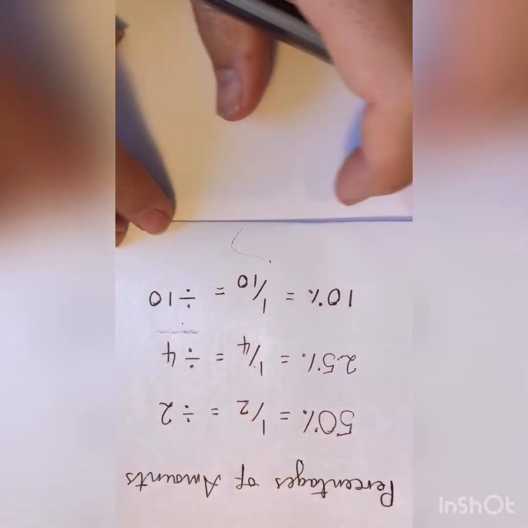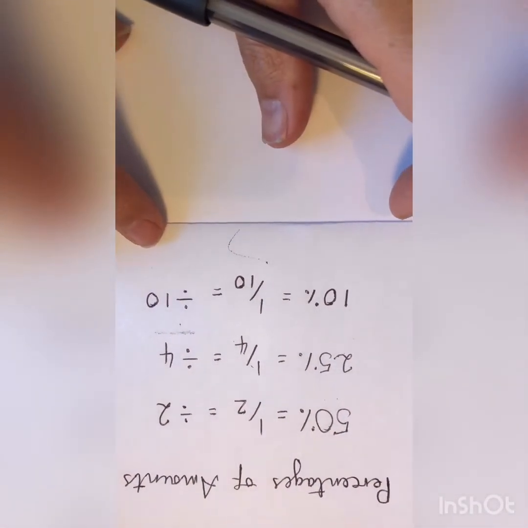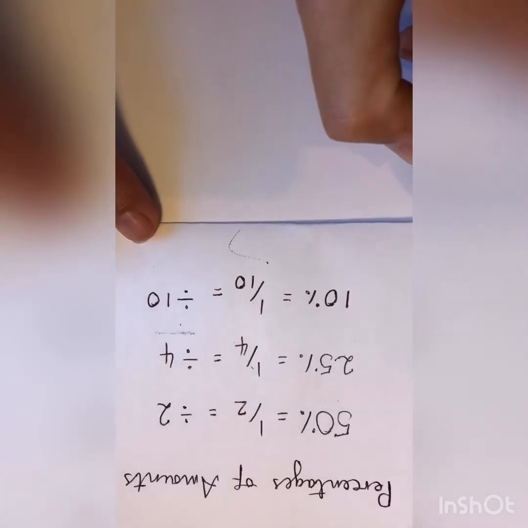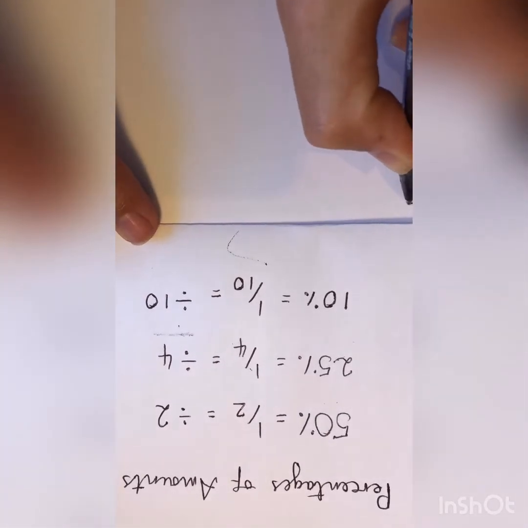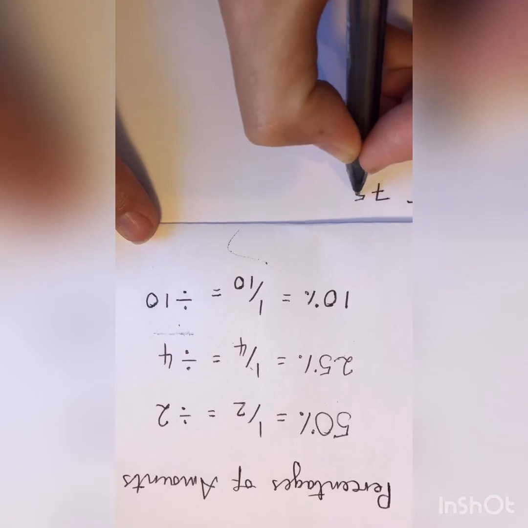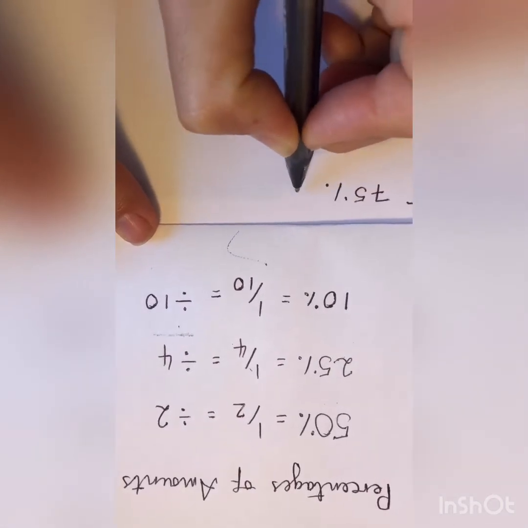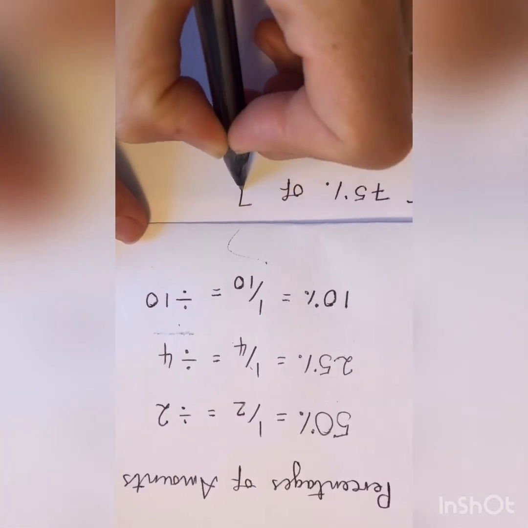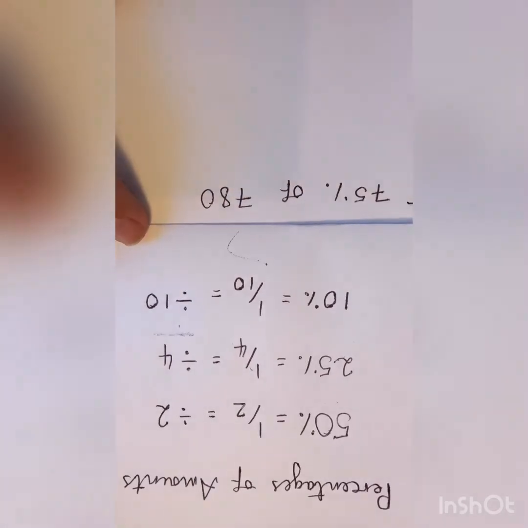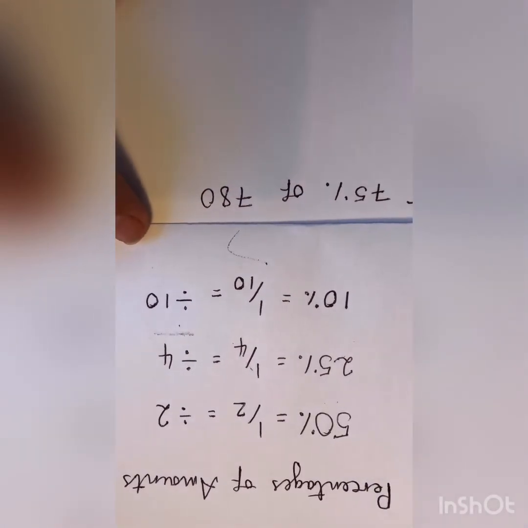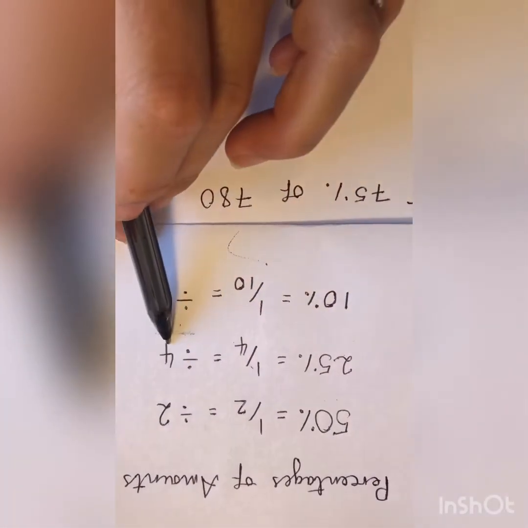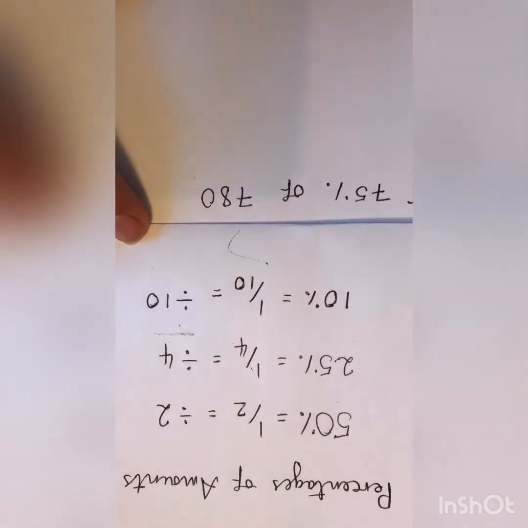Remember to press pause after I've written the question. Okay, let's do a harder one. 75% of 780. Okay, have a go at that one. Think about 25% first, and then try that. Press pause.